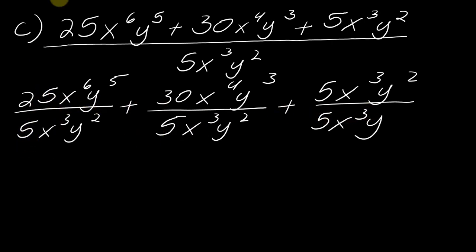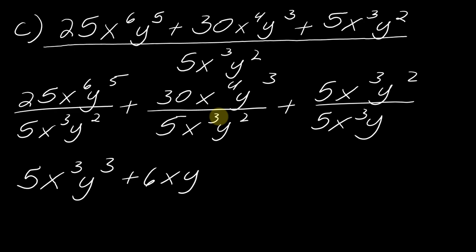So now I've got 25 over 5. So this is going to be 5. And then I just need to subtract the exponents. So this will be x, so I'm going to take 6 minus 3. So this will be x to the 3rd. And then y to the 3rd, so 5 minus 2. Okay, moving on to the next one. So 30 divided by 5 is going to be 6. And then I'm going to have this 4 minus this 3. So this will just be x. And then y, because again, that'll be 3 minus this 2.